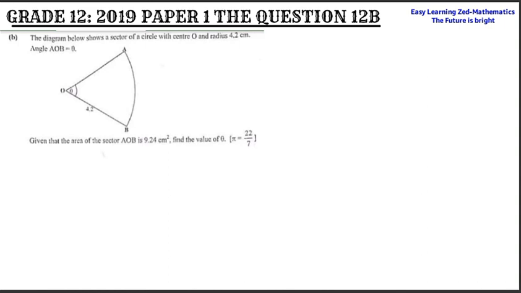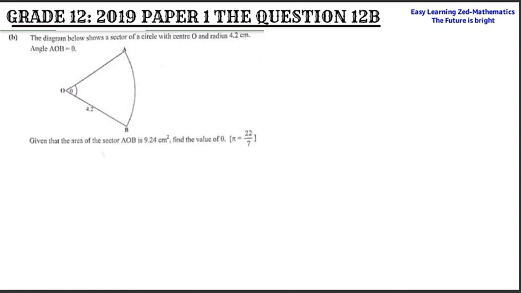The diagram below shows a sector of a circle with the center O and radius 4.2 centimeters. Angle AOB is equal to theta. Given that the area of the sector AOB is 9.24 centimeters squared, find the value of theta, and take 22/7 as the pi. So we are to find the degree of the theta there.